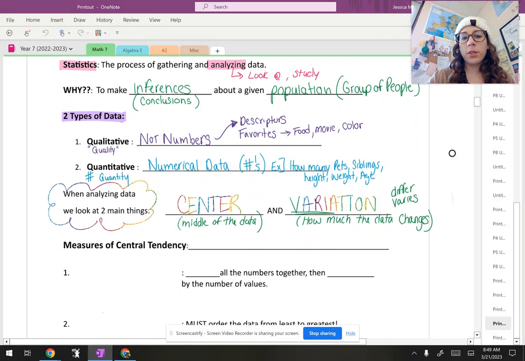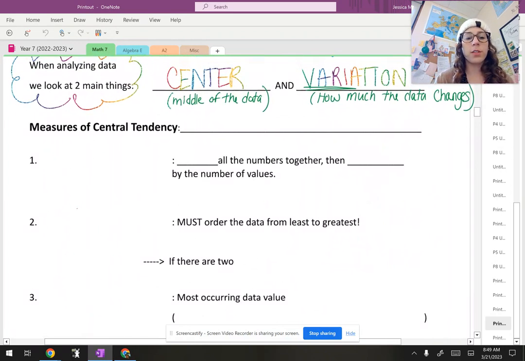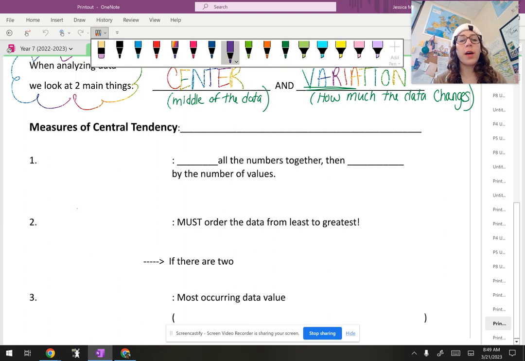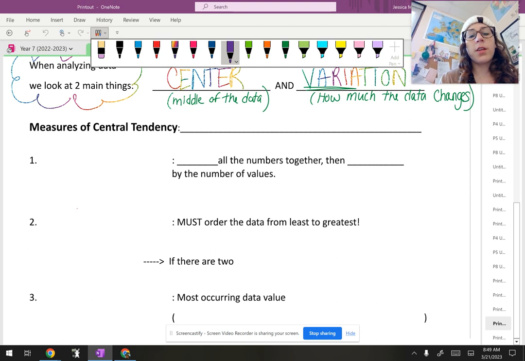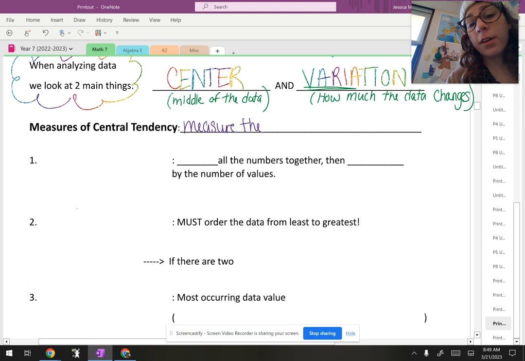Okay, so we're continuing notes for Math 7 8-1. This is measures of central tendency. So we just decided that when we're looking at data, there are two main things that we analyze, and that's the center and variation. This lesson focuses on the measures of central tendency. So those measures of central tendency, they measure the middle of the data, shockingly enough.